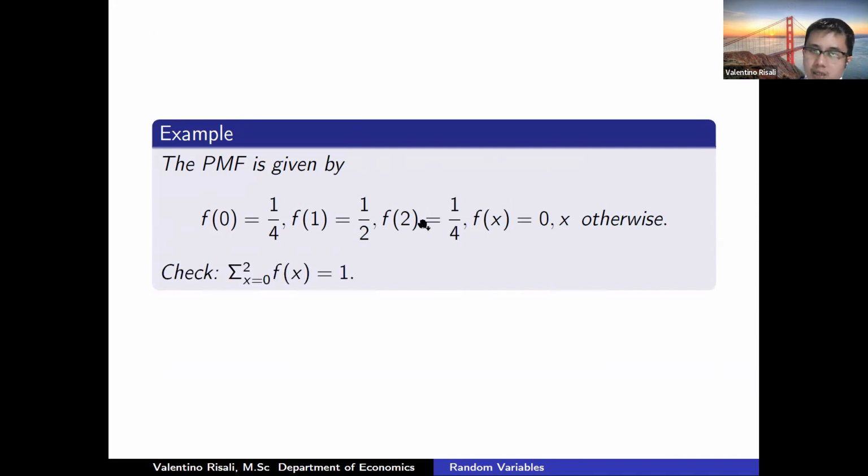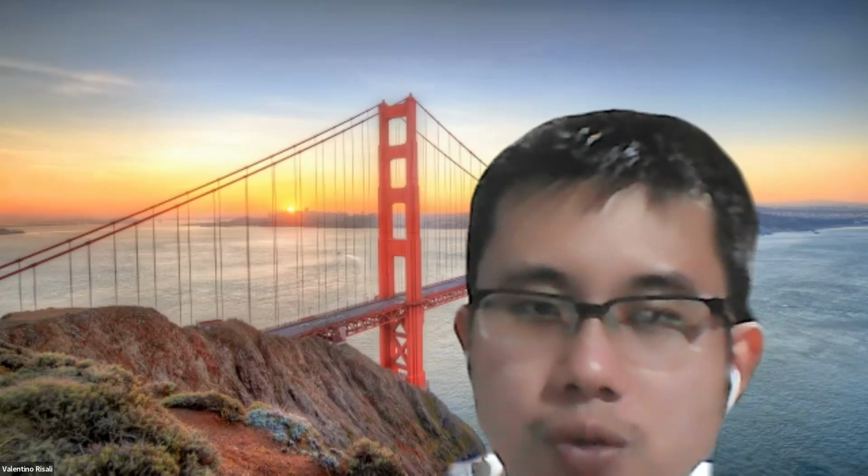And if we check the two requirements, the sum of all f(x), where x from 0 to 2, is 1, we sum up these three numbers, and then the value of f(x) is greater than or equal to 0, right? From the definition. After that, we will compute the CDF of this PMF. So let's move to the whiteboard.